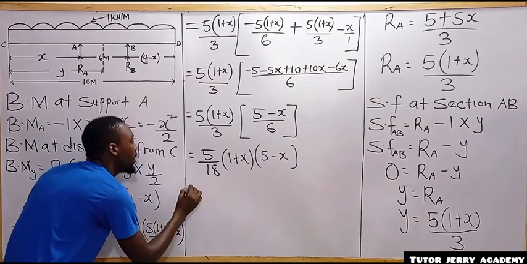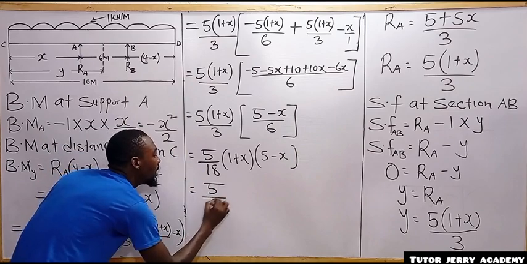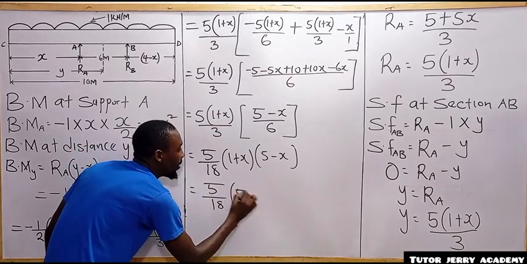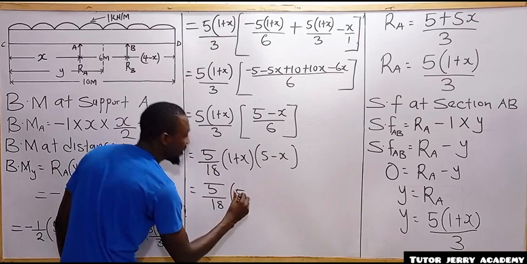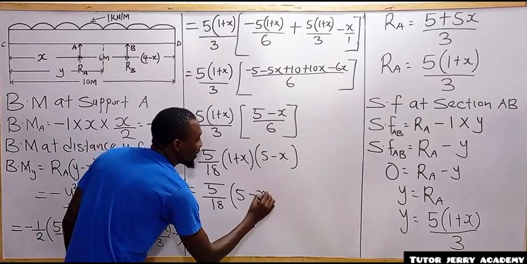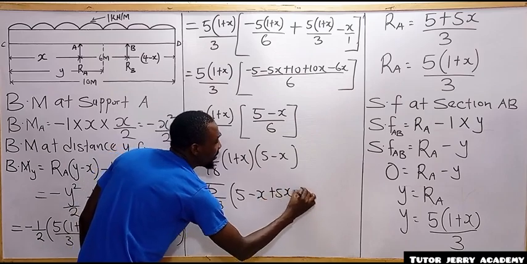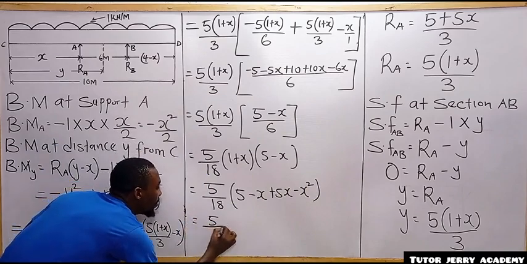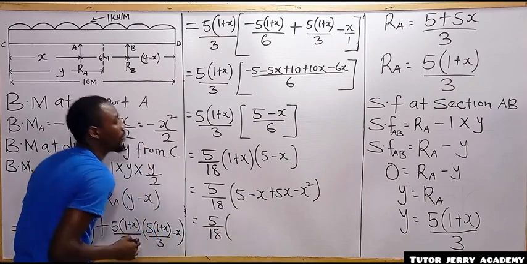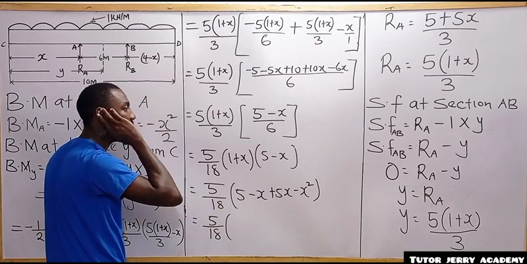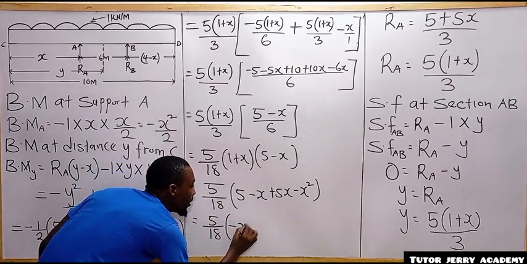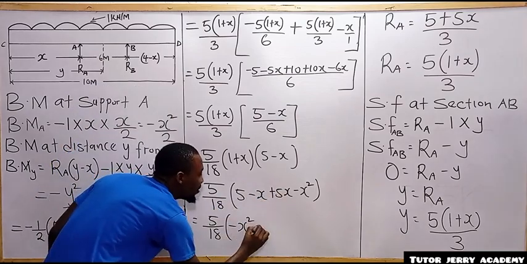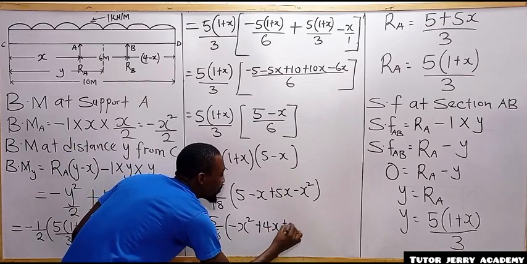So this will be equal to 5 all over 18 into 1 times 5 is 5, then 1 times minus S is minus S. S times 5 is 5S, then minus S squared. So this will be equal to 5 all over 18 into, you can write this as negative S squared, then negative S plus 5S, that is plus 4S, then plus 5.